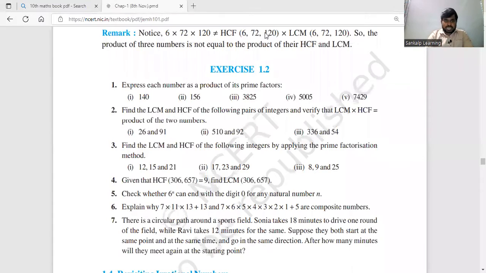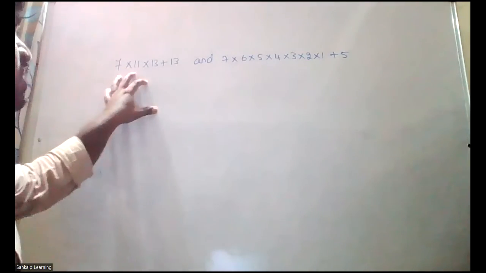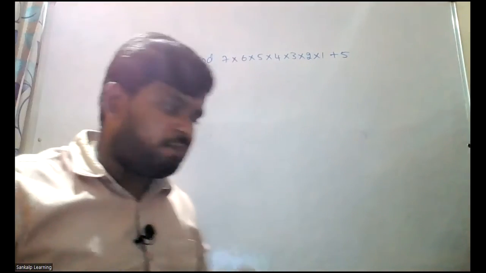So in the next question, explain why 7 into 11 into 13 plus 13 and 7 into 6 into 5 into 4 into 3 into 2 into 1 plus 5 are composite numbers. Okay, we have to explain why this and this are composite numbers.